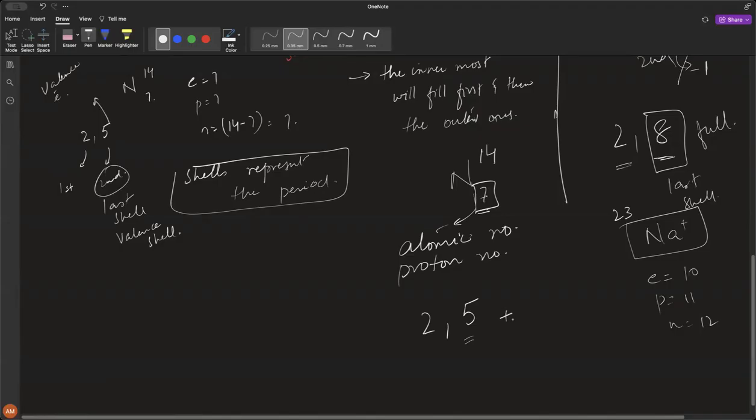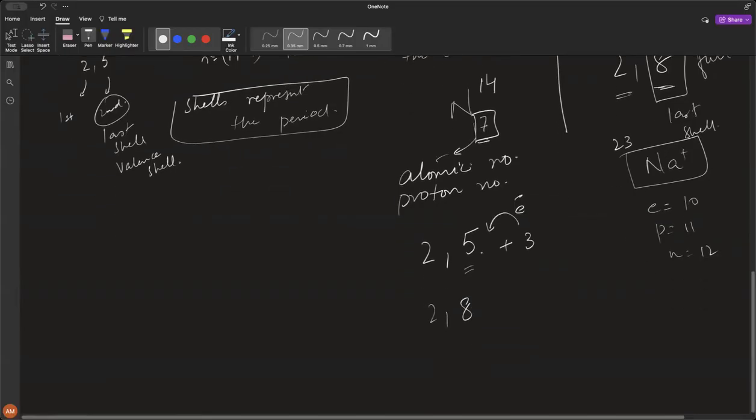Rather, it was difficult to lose 5 electrons. The best option is to get 3 electrons. If it gets 3 electrons, it becomes 8, and its last shell, the valence shell, becomes full with 8 electrons.